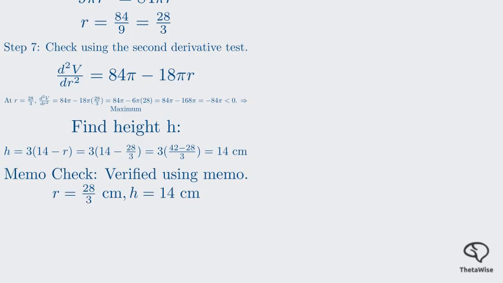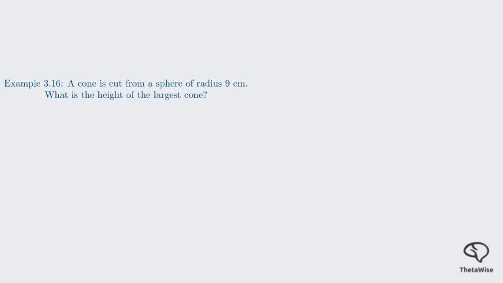The memo agrees. Verified. Our final major example is a very interesting geometric problem. In this scene, you will learn to find the dimensions of the largest cone that can be carved out of a sphere. Example 316 asks us to find the height of the largest cone that can be made from a spherical object, or log, with a radius of 9 centimeters. The phrase largest cone means we need to maximize its volume.